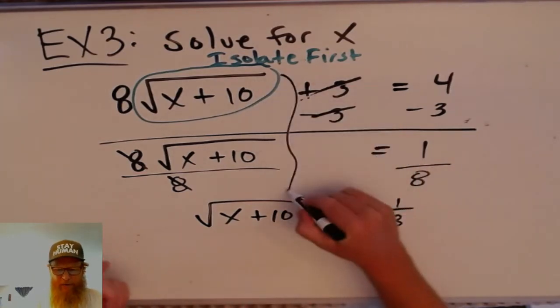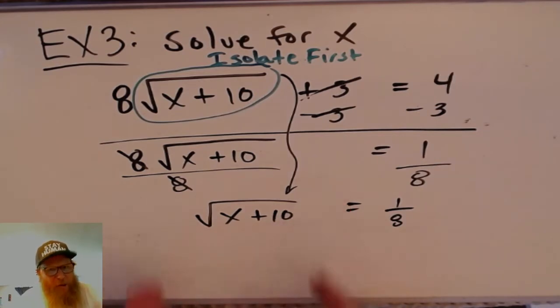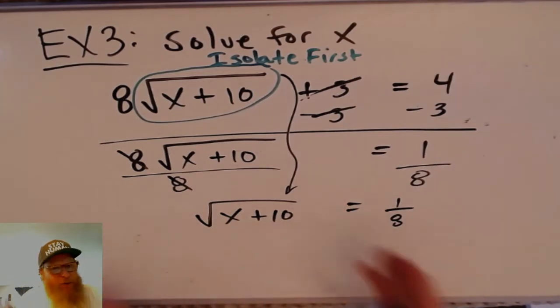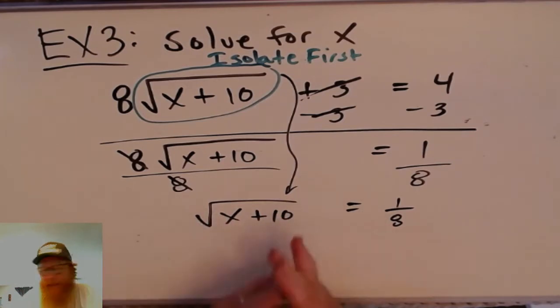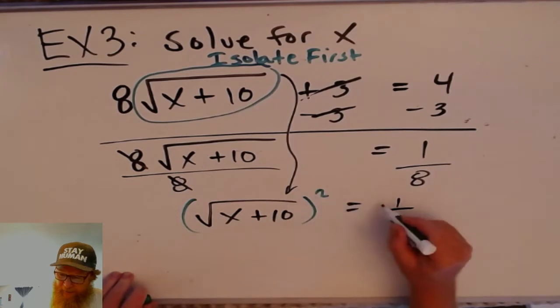All right, now you've got it isolated. Isolated means there's no external additions, subtractions, multiplications, or divisions. It's just an isolated radical. So now you're ready to square both sides.